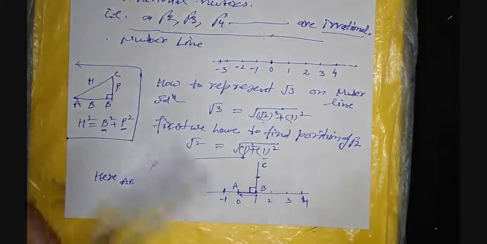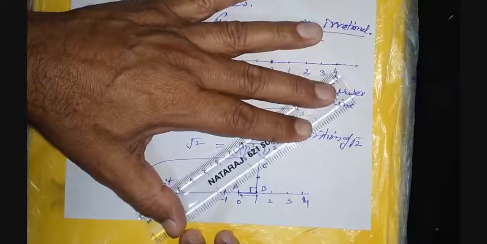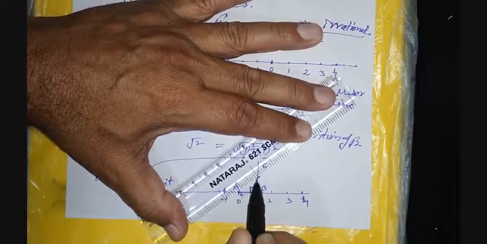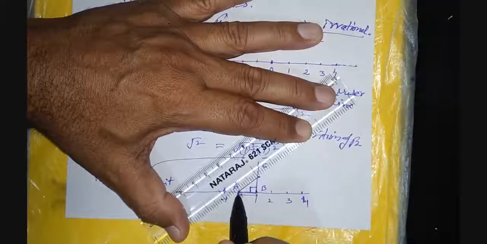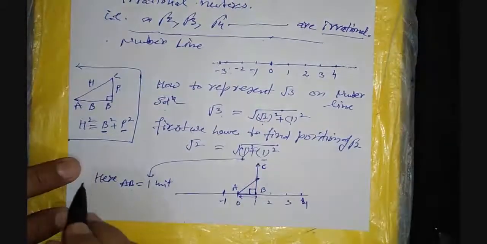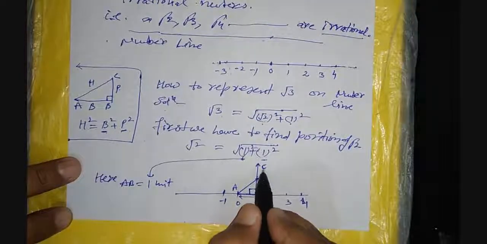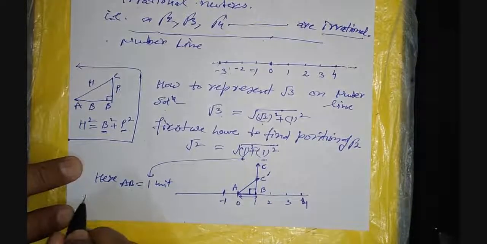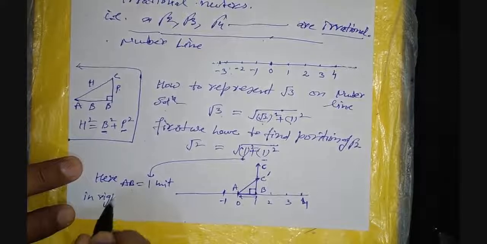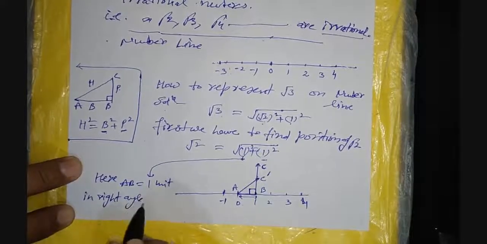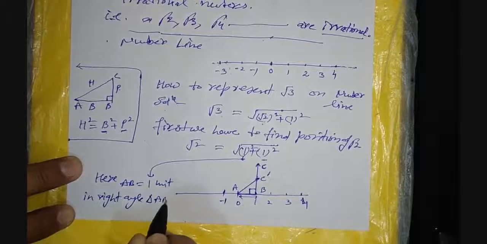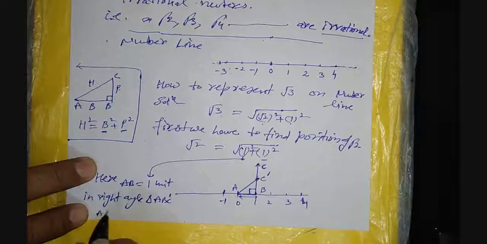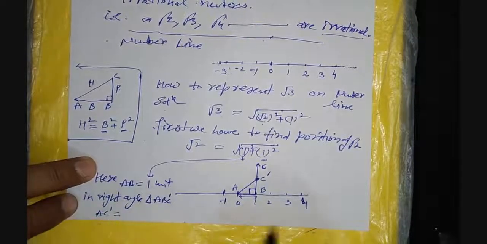Okay, now you can draw the hypotenuse in this right angle triangle. This is our hypotenuse. This is the C point, or you can say C dash. In right angle triangle A, B, C dash, the hypotenuse is AC dash. What is the value of this AC dash?